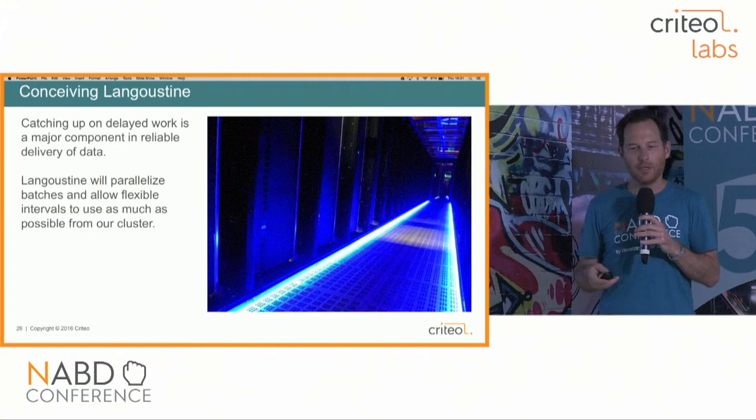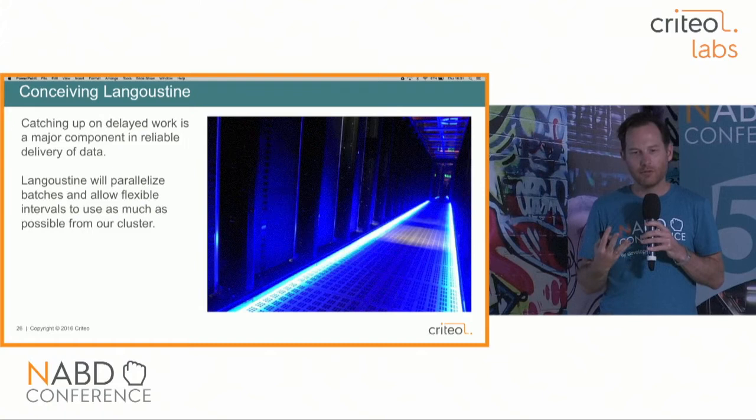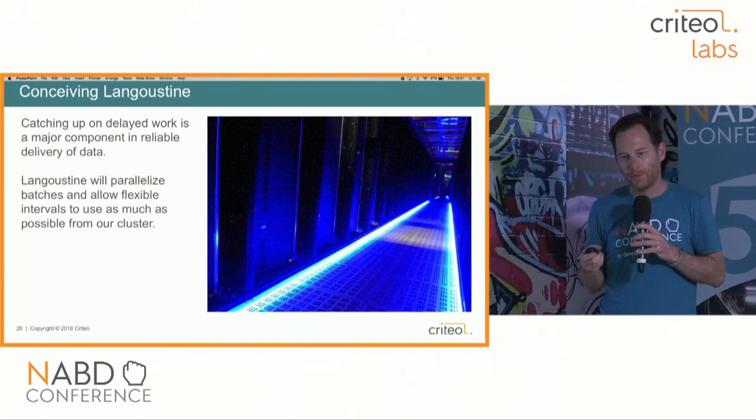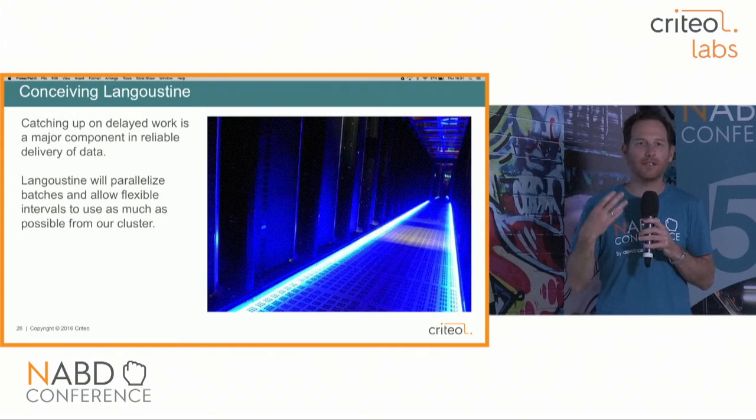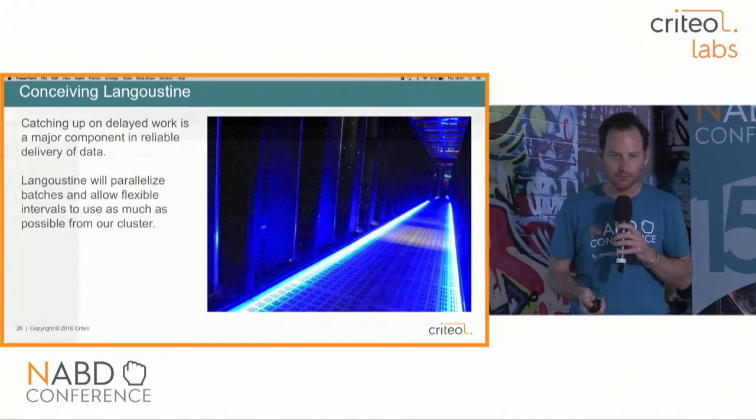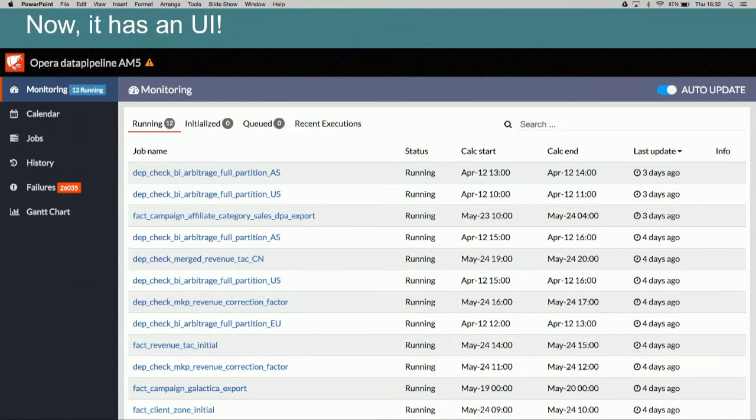And this is because we are able to do these two things, and these are like the two killer features in Langoustine above the stuff that was in Jobber, because we started treating the notion of time as a first class principle in the scheduler. And then we also gave it a UI. So this is, I guess, the third iteration of the UI. And whatever, it's kind of the basic stuff.